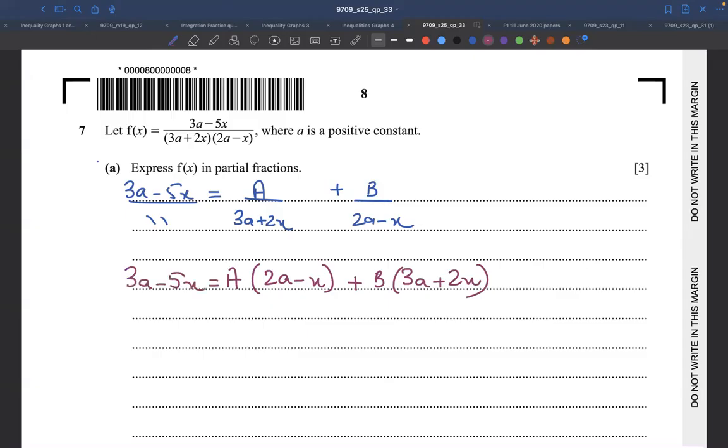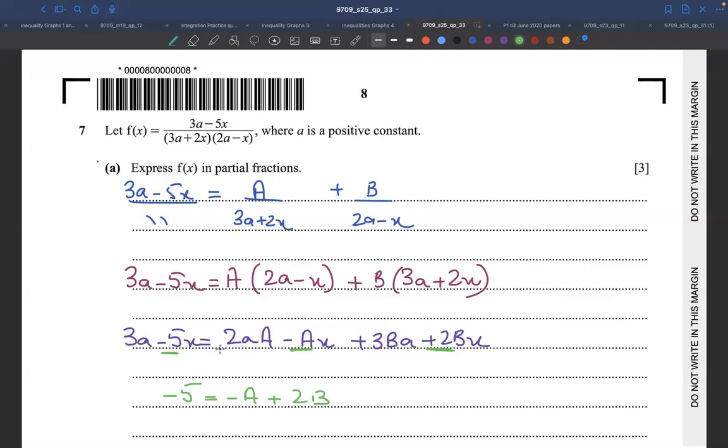Now we will expand the left-hand side and compare it with the right-hand side. So we'll expand, this will become 2a minus ax plus 3ba plus 2bx, and this is equal to 3a minus 5x. Now we'll first compare the coefficients of x. So on the left-hand side, we have minus 5, and on the right-hand side, we have minus a and plus 2b. So this will be equal to minus a plus 2b.